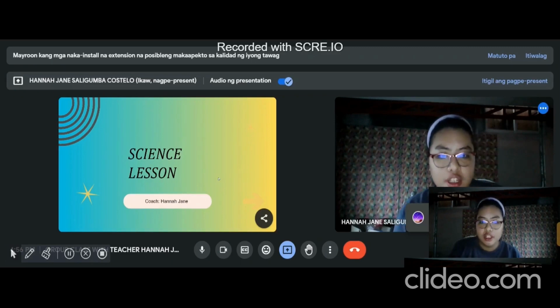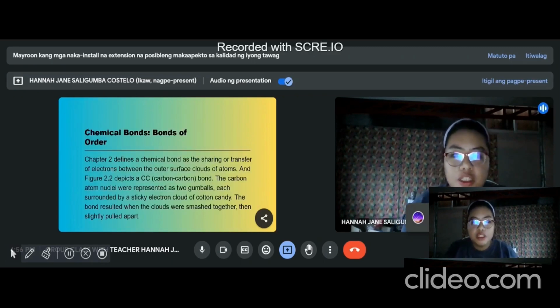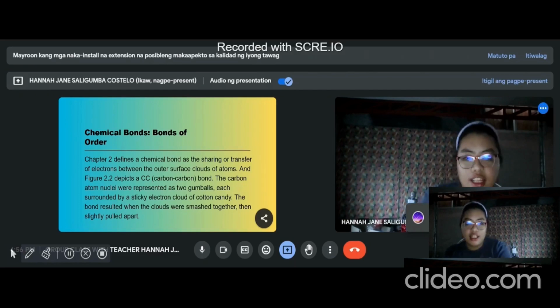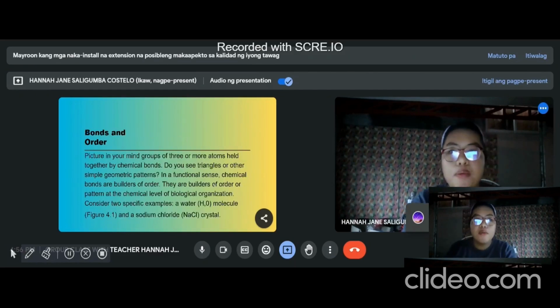Chemical bonds, bonds of order. Chapter 2 defines a chemical bond as the sharing or transfer of electrons between the outer surface clouds of atoms. Figure 2.2 depicts a C-C or carbon-to-carbon bond. The carbon atom nuclei were represented as two gumballs, each surrounded by a sticky electron cloud of cotton candy. The bond resulted when the clouds were smashed together then slightly pulled apart.